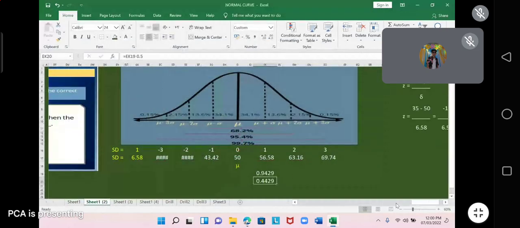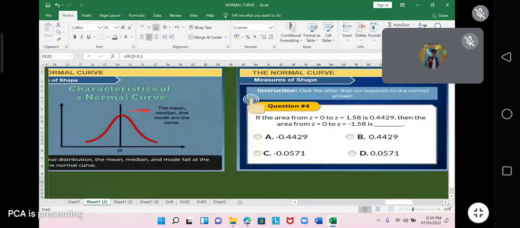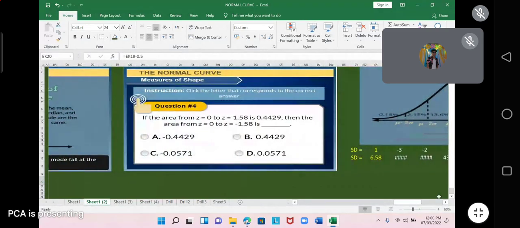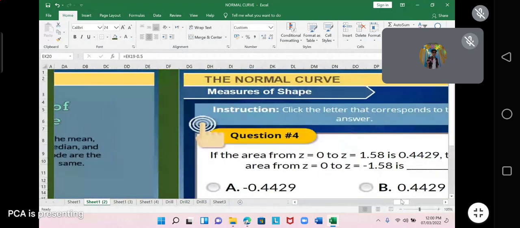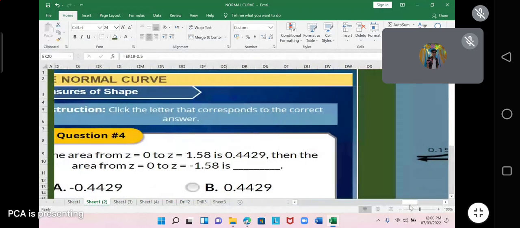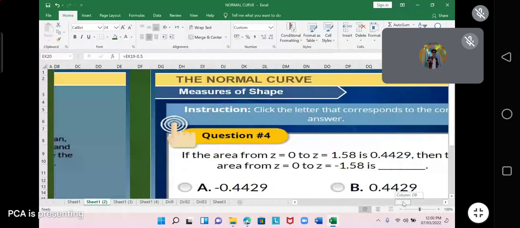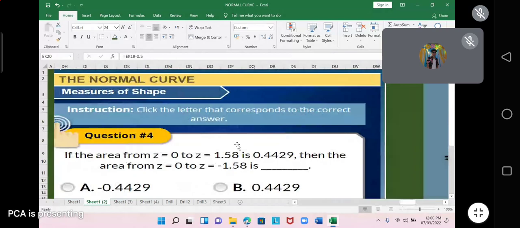I was actually talking to myself. Is there an error to this one or none? There is no, no? Okay. For this one, there is no error. Okay, let's have this one. Why is it that it says there that 1.58 is 0.4429, no? Okay, 0.4429. So we're talking about 0 to 1.58. If you locate z-score 0 up to 1.58, where do you have that? Okay, let's have this one.